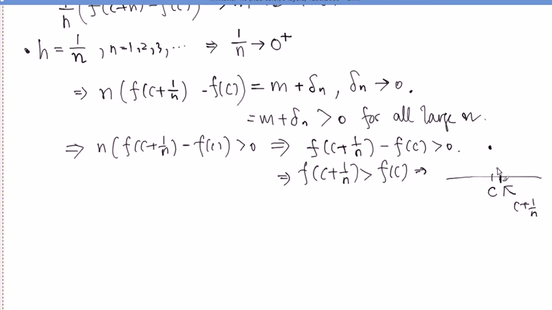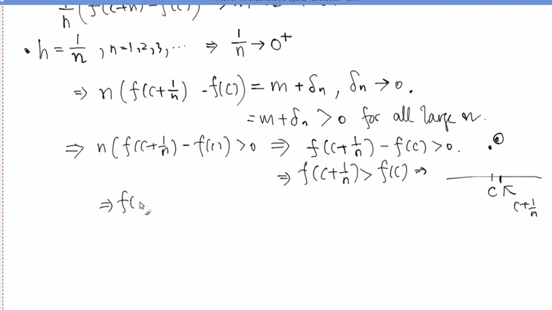F of c plus 1 over n is always slightly greater than f of c, right? Always greater. It doesn't matter how close it is, it's always strictly greater because m is positive. So right next to x equal to c, there is always a slightly higher value. What conclusion do we have here? It is the following.